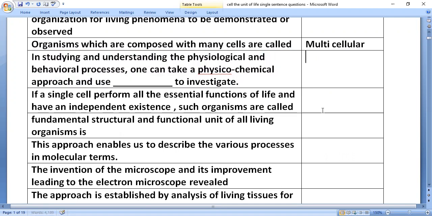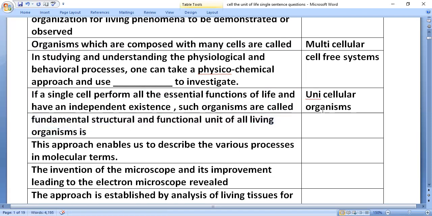multicellular organisms. In studying and understanding physiological and behavioral processes, one can take a physico-chemical approach and use cell-free systems to investigate. If a single cell performs all the essential functions of life and has an independent existence, such organisms are called unicellular organisms.